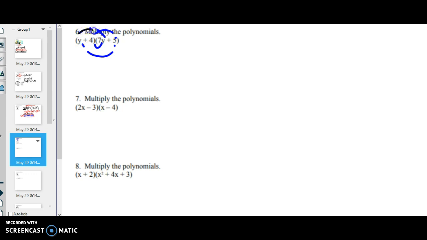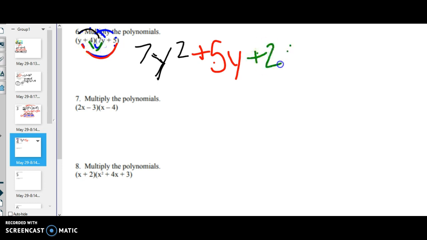So here I go, y times 7y gives me 7y squared. Then I do the y times the 5, because you have to multiply each thing by everything. So that gives me plus 5y. Then next, I'm going to do the 4 times 7y, which gives me 28y. And then last, 4 times the 5, plus 20.